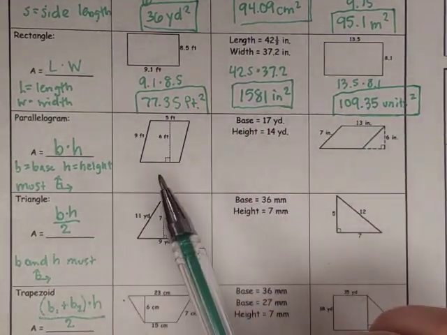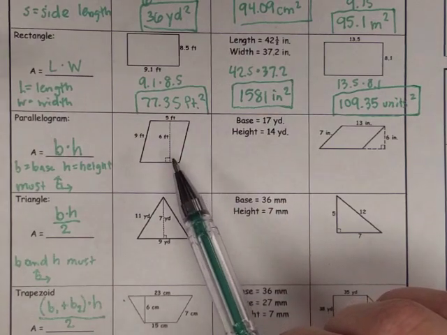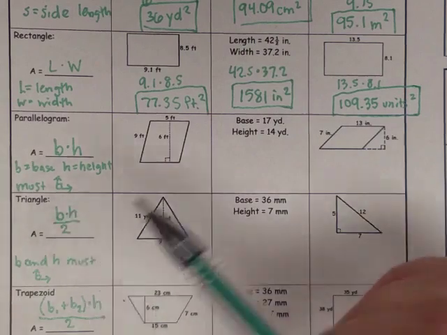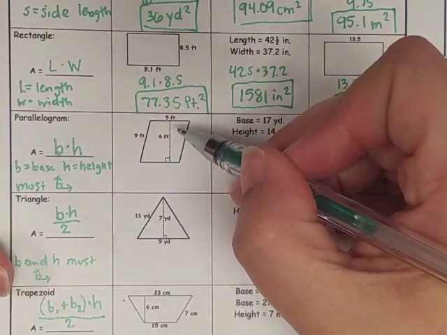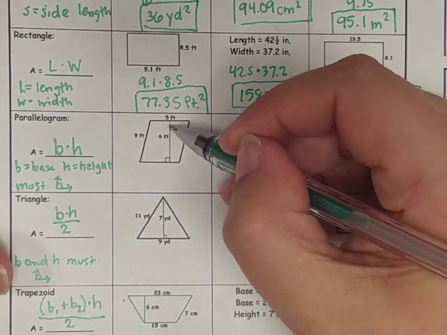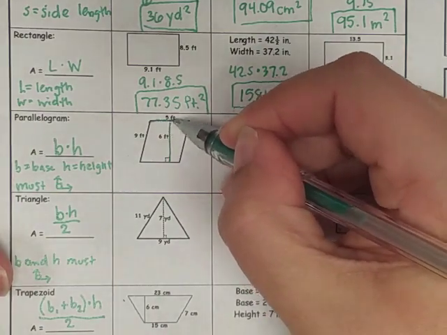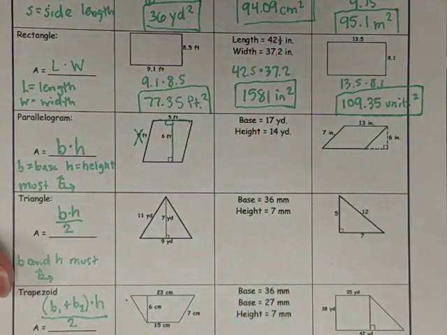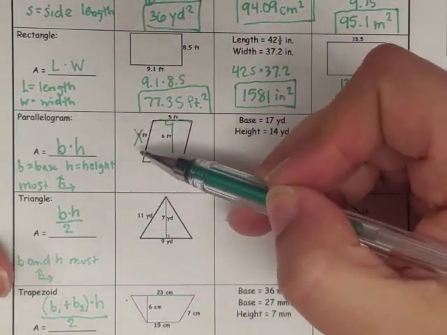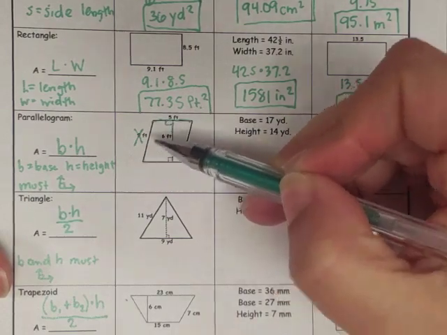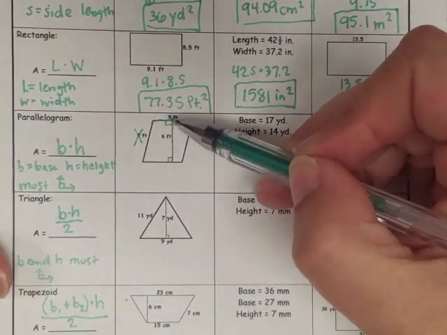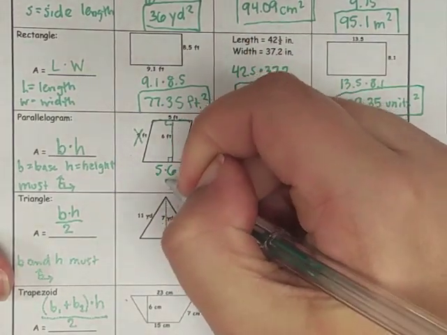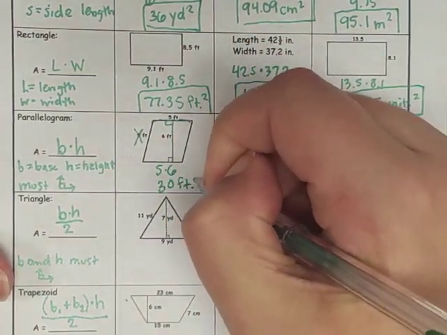Our next shape is a parallelogram. So parallelogram is base times height. Your base and height must be perpendicular. So the two dimensions that are perpendicular are right here and right here because they form a 90-degree angle. So that means that we're not going to use the 9 feet because that's the slanted side. We would use the 9 feet if we were doing perimeter, but we're not doing perimeter, we're doing area, and area is base times height. So we're going to do 5 times 6, and 5 times 6 is 30 feet squared.